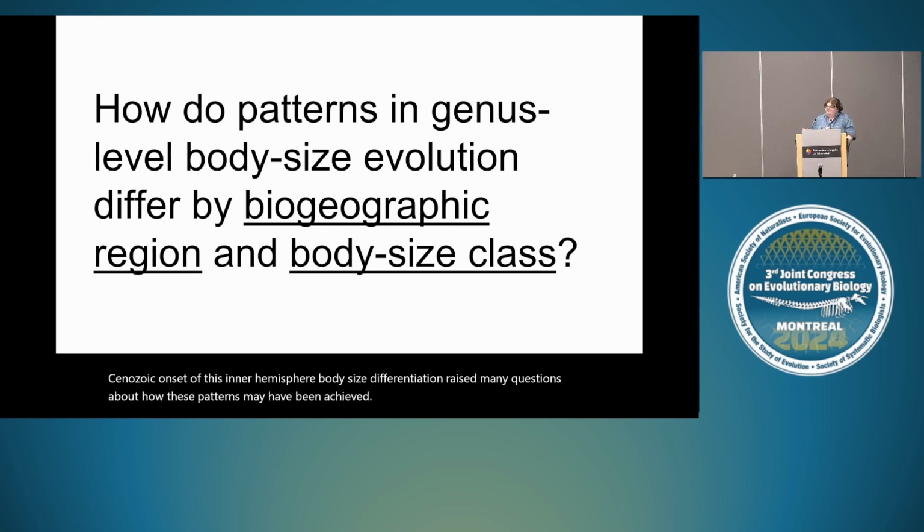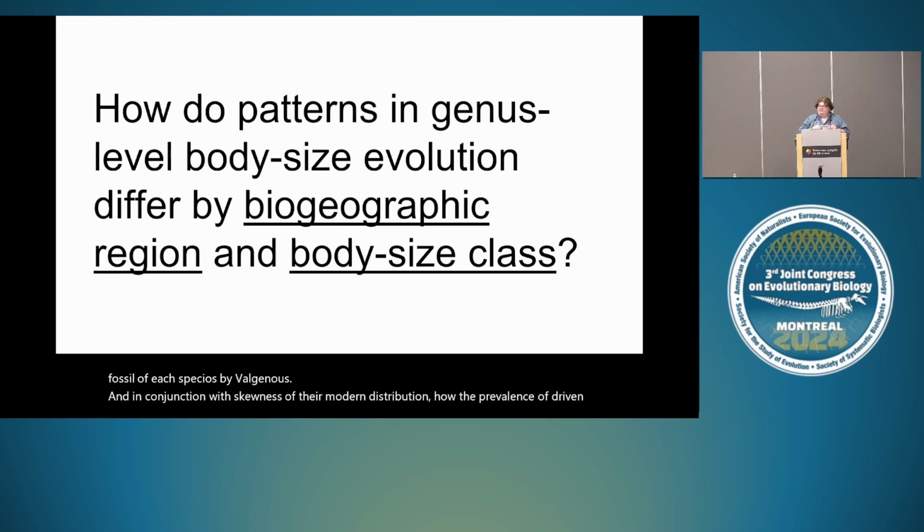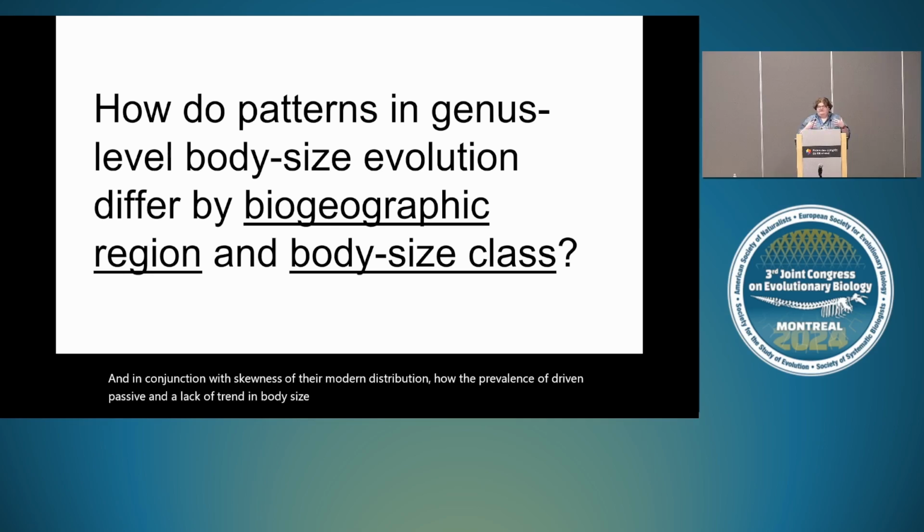So the question that I'm interested in investigating is how patterns in genus-level body size evolution differ by biogeographic region and by body size class. In order to investigate this, I sought and continue to seek to test how body sizes have changed between the first known fossil of each speciose bivalve genus and, in conjunction with skewness of their modern distribution, how the prevalence of driven, passive, and a lack of trend in body size evolution can be contrasted by their body size class today and the biogeographic region that each genus is now most dominant in.